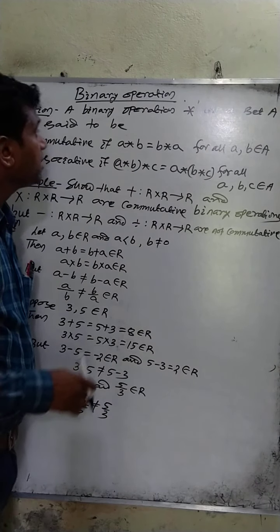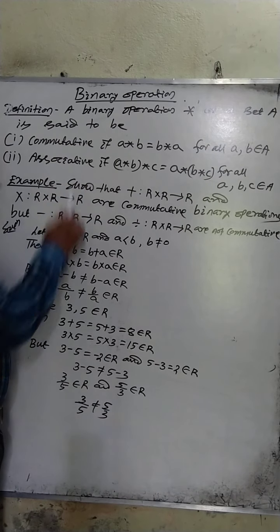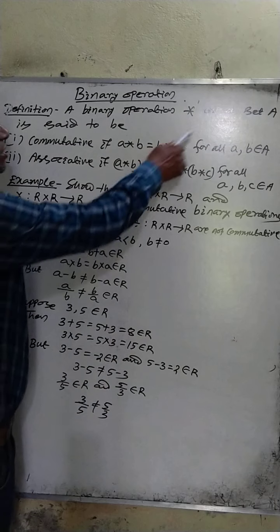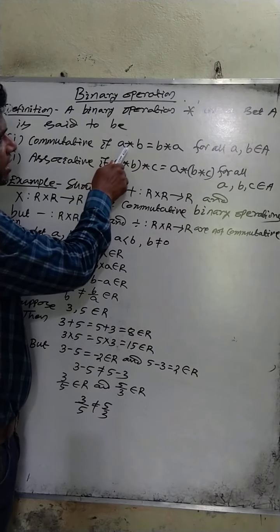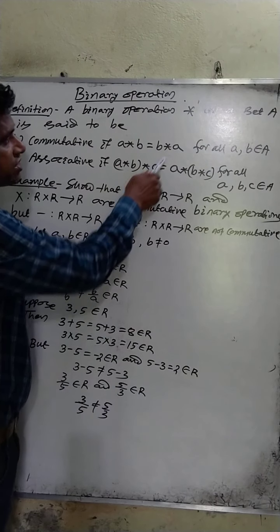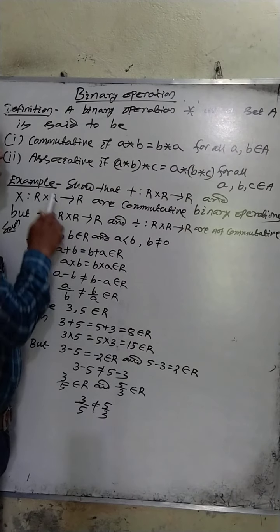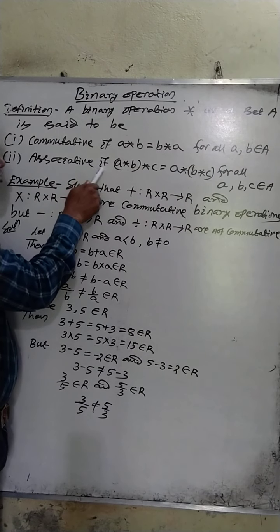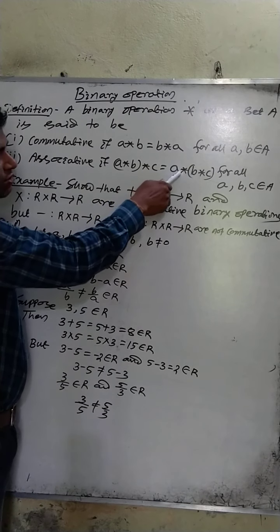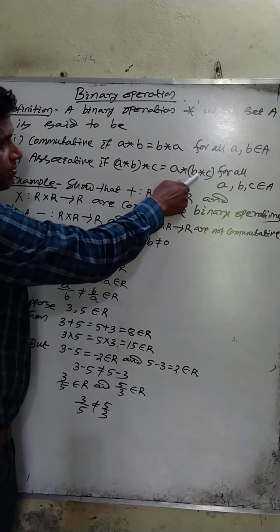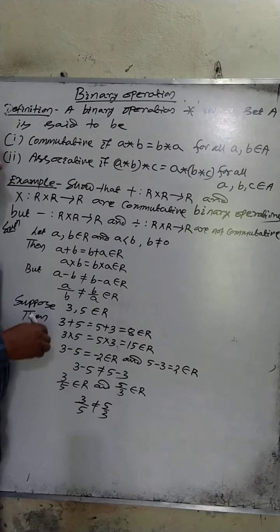Now we start another definition of a binary operation. A binary operation star on a set capital A is said to be commutative if A star B is equal to B star A for all A, B belong to capital A, and also associative if (A star B) star C is equal to A star (B star C) for all A, B, C belong to capital A.